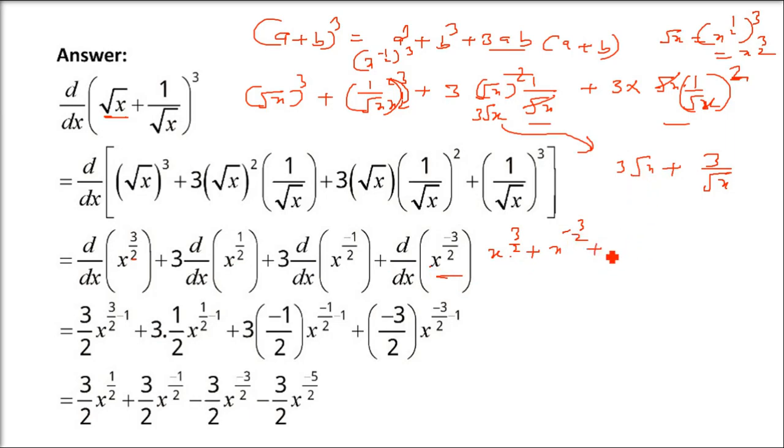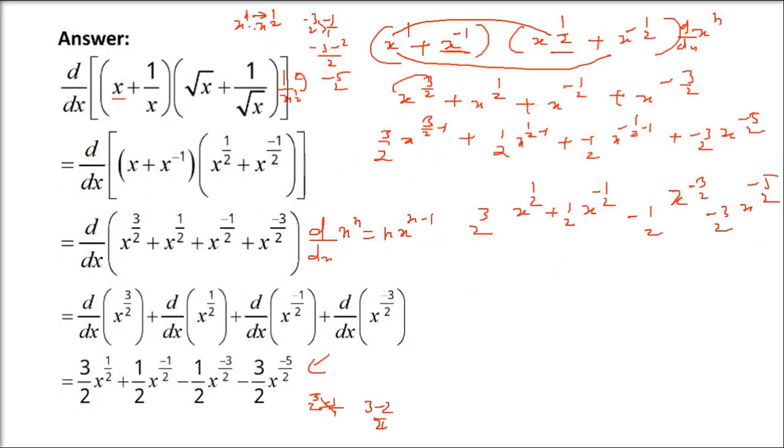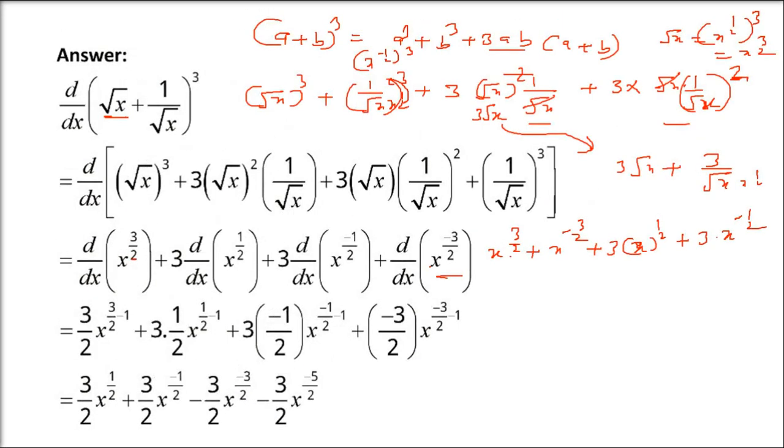Now 3 root x is x raised half plus 3. And this root x goes up, means x raised half goes up. So x raised minus 1 by 2. Now we have already done the question just now. Same thing you have to do here. And x 3 by 2, x 3 by 2 minus 1. So 3 by 2 minus 1 is half. So 3 by 2 x raised half. This is minus 3 by 2 x raised minus 3 by 2 minus 1, which is x raised minus 5 by 2, which is the last term in the solution.